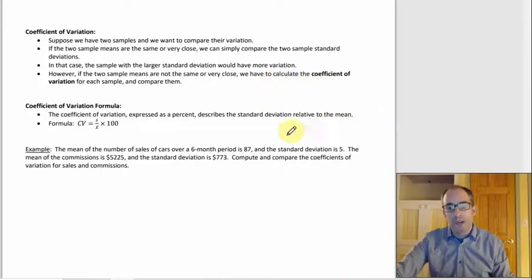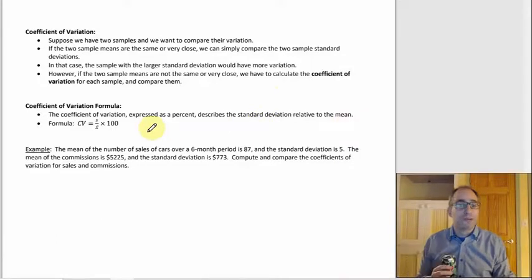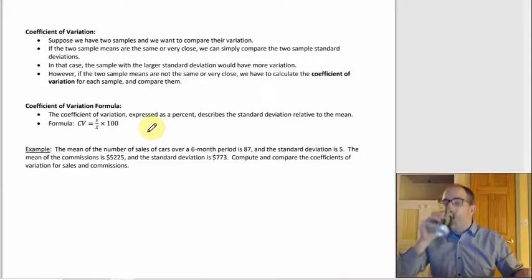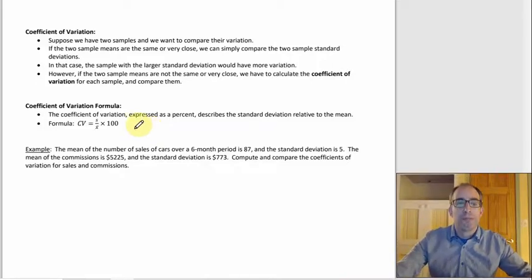So what you can do is figure out the standard deviation relative to the mean. Usually it's expressed as a percentage. So in order to do that, you just multiply by 100, right? Like the way that you would normally convert a decimal into a percent. It's that. And if you look at what the coefficient of variation is, it's just you take your standard deviation, divide by the mean, and then convert it into a percent by multiplying by 100.